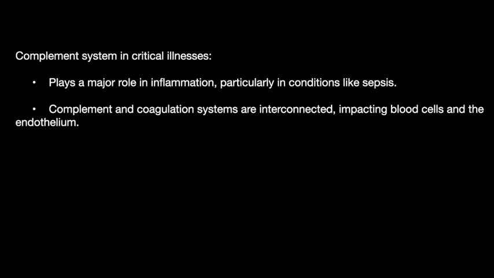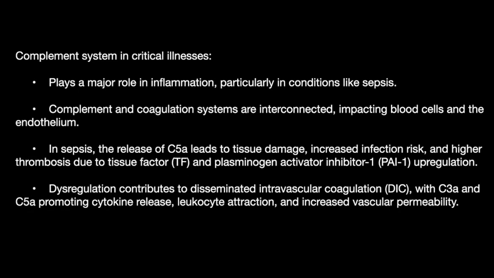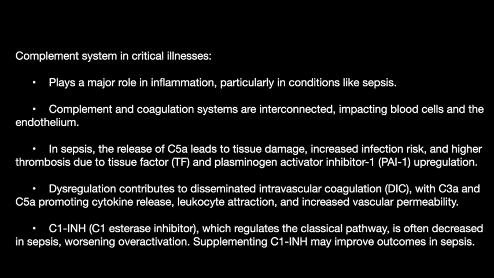And so how is the complement system getting affected in critical illness? It plays a major role in the inflammation because we mostly have septic patients. Complement and the coagulation system are interconnected, impacting blood cells and endothelium. In sepsis, the release of C5a leads to tissue damage, increased infection rate, and higher thrombosis due to tissue factor and plasminogen activator inhibitor 1 upregulation. Dysregulation contributes to DIC, with C3a and C5a promoting cytokine release, leukocyte attraction, and increased vascular permeability.